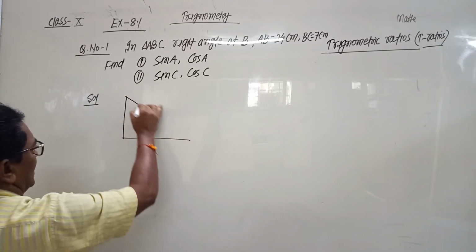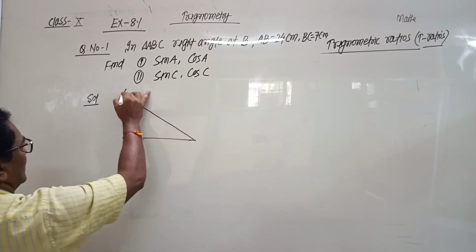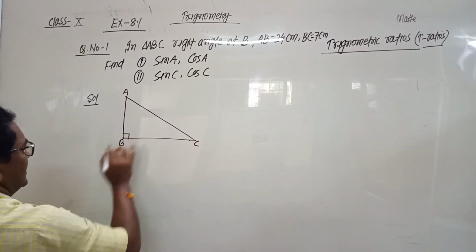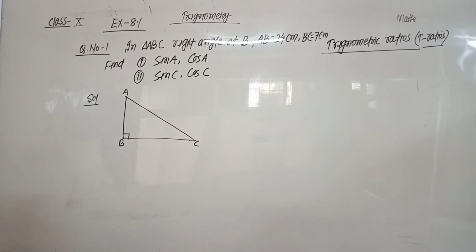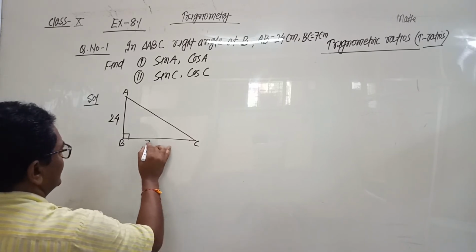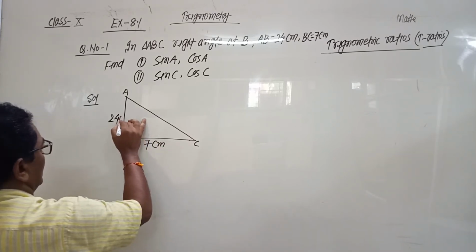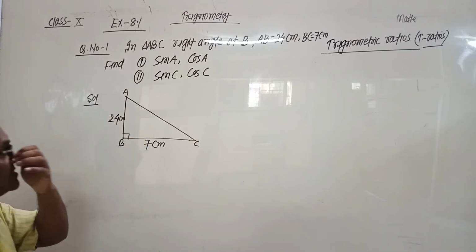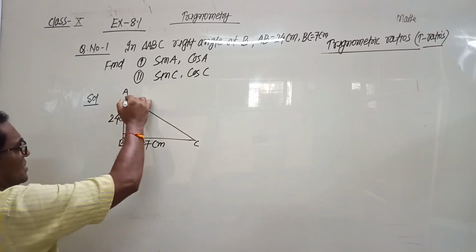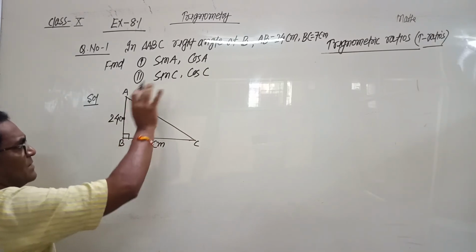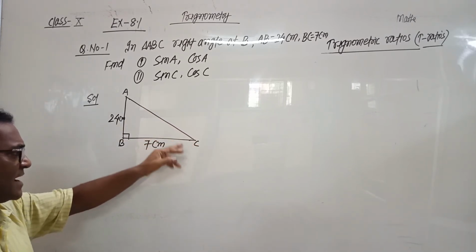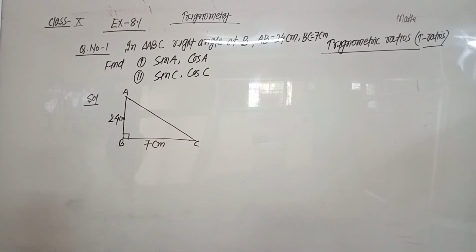We are given a triangle ABC with right angle at B, meaning B is 90 degrees, AB is 24 centimeter, BC is 7 centimeter. Then we have to find sin A and cos A, by taking acute angle A. Then in the next case, by taking acute angle C, we have to calculate sin C and cos C.